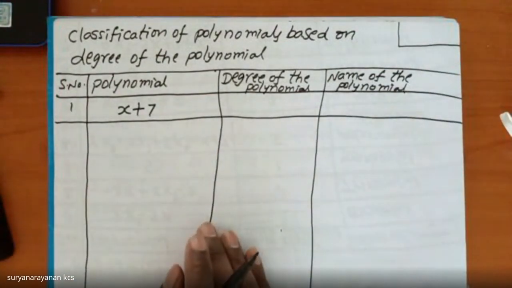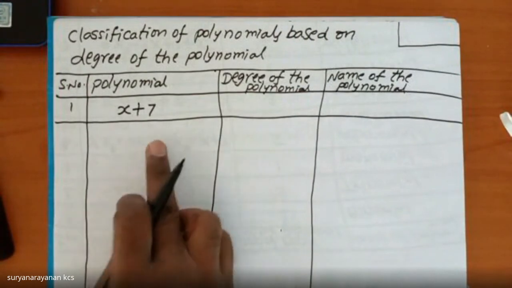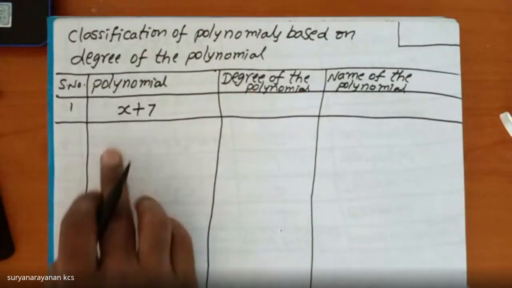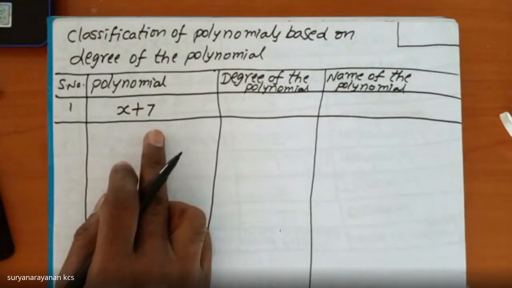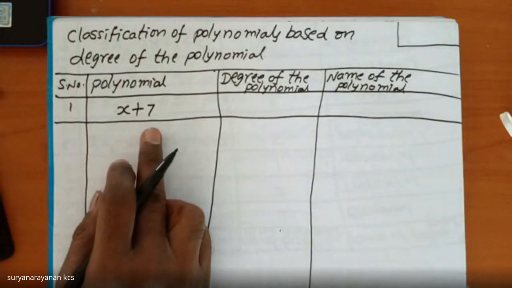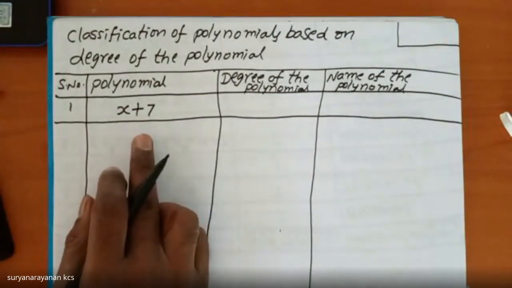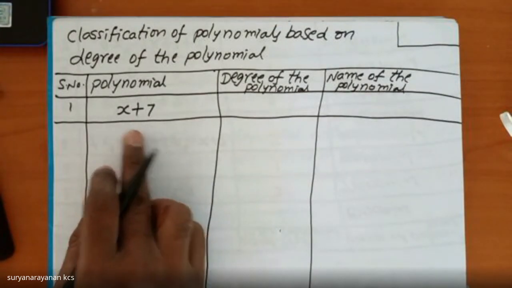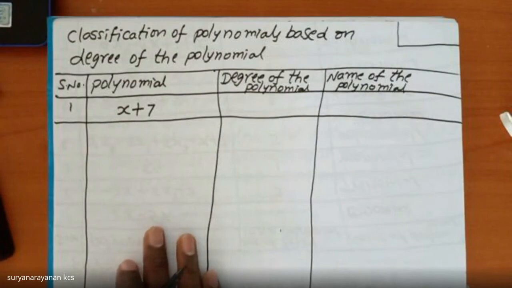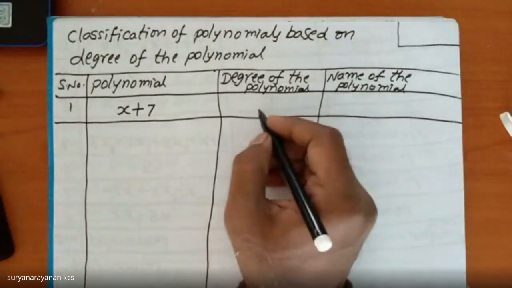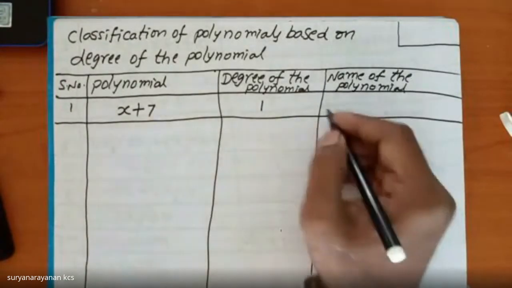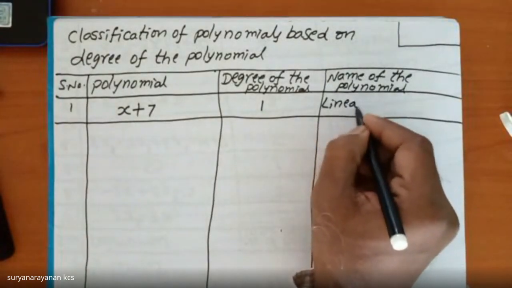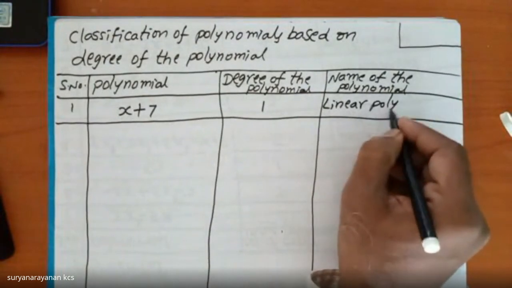Now observe this polynomial, my children. What is the degree of the polynomial? Here you don't focus on the number of terms in the polynomial. You have to focus on the exponent, the highest power of x. What is the highest power of x in this polynomial? Sir, 1. Degree of this polynomial is 1. Highest power of x is 1. So this is called linear polynomial.